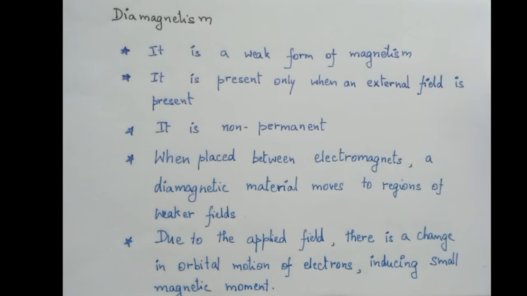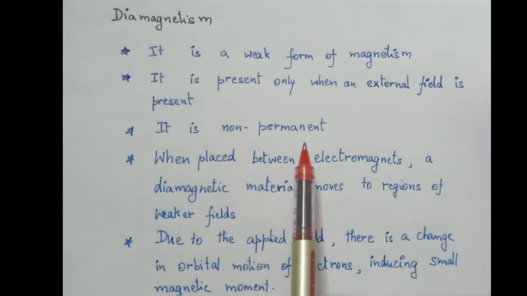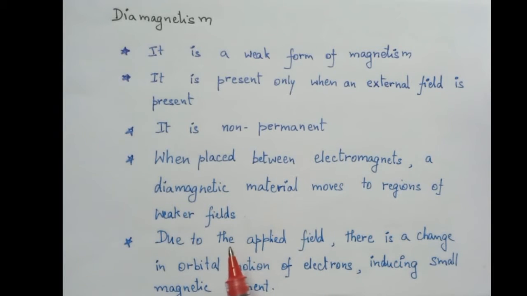It is a weak form of magnetization. It is present only when external field is present. It is a non-permanent phenomenon. Once the external field is removed, the magnetization vanishes. When placed between an electromagnet, a diamagnetic material moves to regions of weaker field. This is because the induced magnetization is opposing the applied field.